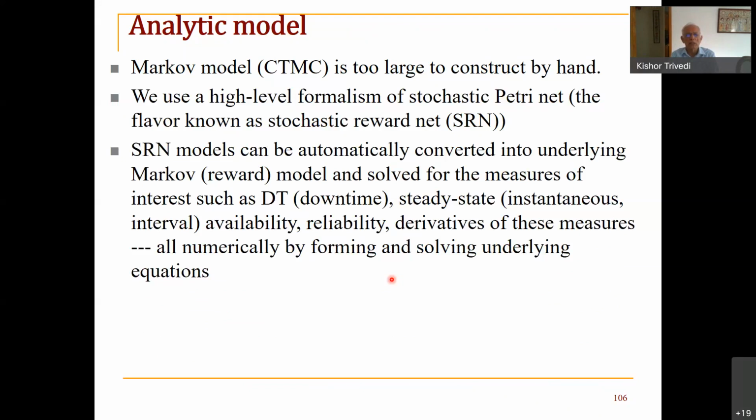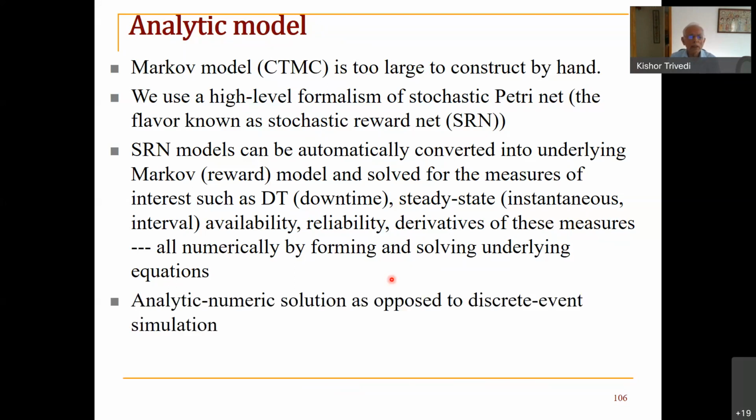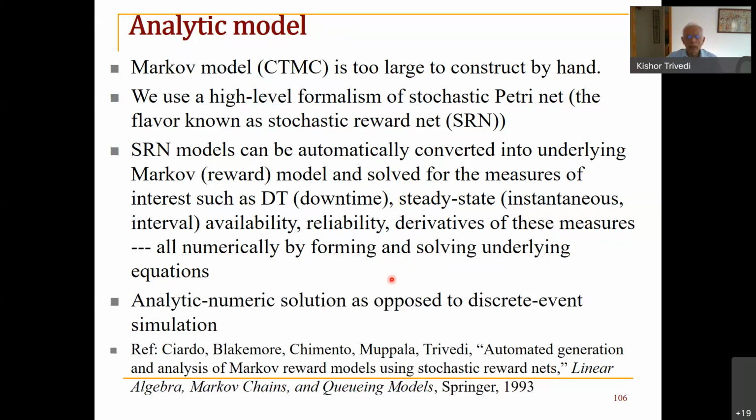the measures of interest such as downtime in minutes per year, steady state or instantaneous interval availability, reliability, derivatives of these measures of interest, all numerically by forming and solving the underlying equations. So this is an analytic numeric solution as opposed to discrete event simulation. And there are several key papers on SRN, but this particular chapter in a book, Linear Algebra, Markov Chains and Queuing Models, is probably as good as any, giving all the details of our tool called SPNP.